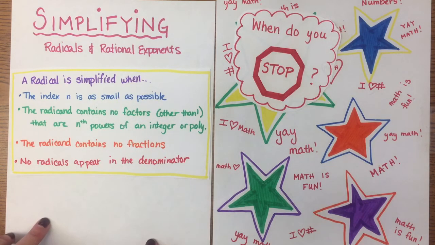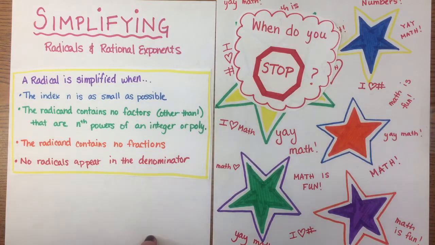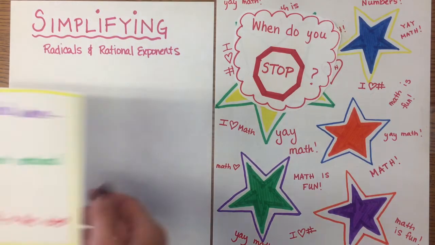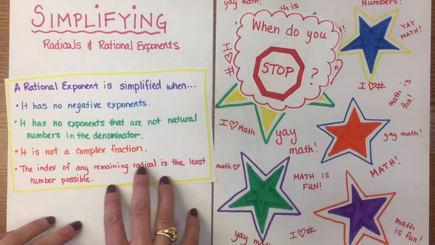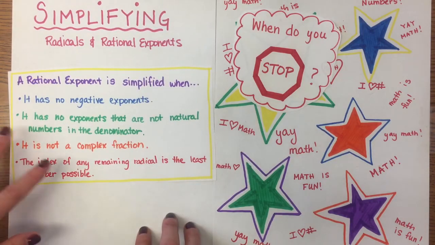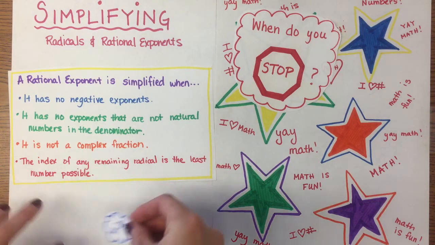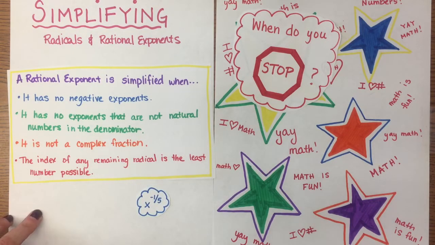If you've met all 4 of these criteria, your radical is simplified. If you have a rational exponent instead of a radical, it's considered to be simplified when it has no negative exponents. An example of negative exponents is x to the negative 1/5. This is not simplified because I have a negative exponent, so I would need to deal with that.